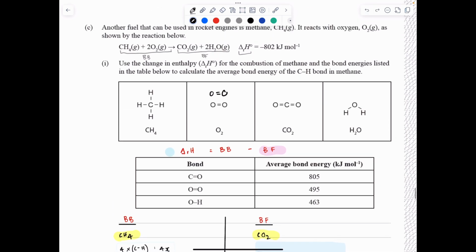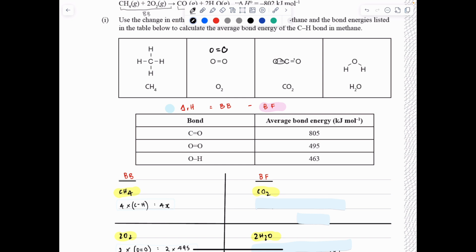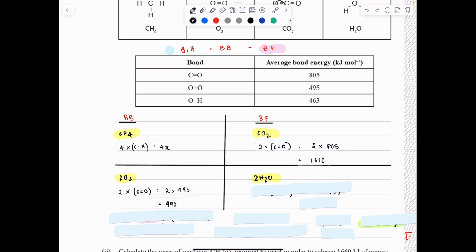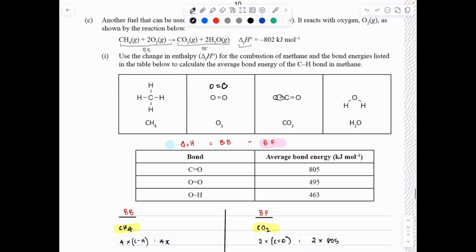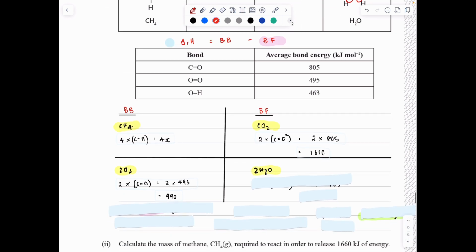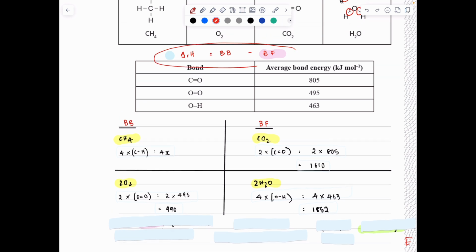Okay, CO2. CO2 has 2 CO bonds over here, so we'll have to times that by 2. So 2 times CO is the same as 2 times 805, which is 1610. And we've got 2 H2O molecules. So let me draw that a little bit better. As you can see, we've got 1, 2, 3, 4 OH bonds. So we're going to have to times the OH value by 4. So I've done that here, 4 times 463, and that's 1852. So now we have to plug everything into this equation here.